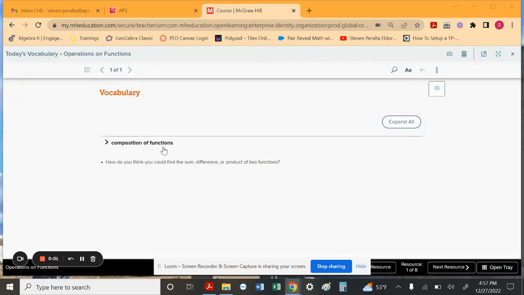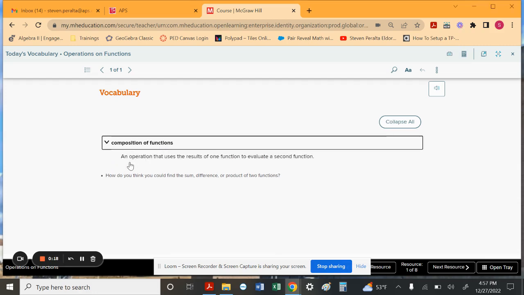So let's get started in Algebra 2 now with Module 6. We're going to be looking at inverses and radical functions. Radical functions means that we're dealing with square roots, cube roots, things like that. So we're going to be looking at those kinds of things. Composition of functions is an operation that uses the result of one function to evaluate a second function. It'll make sense once we get into the actual problems.